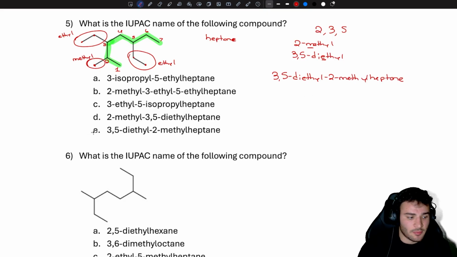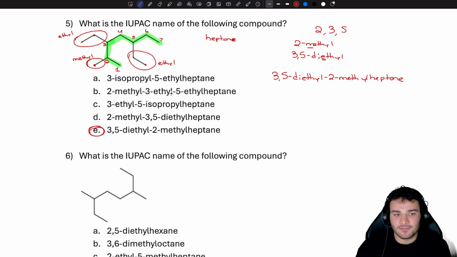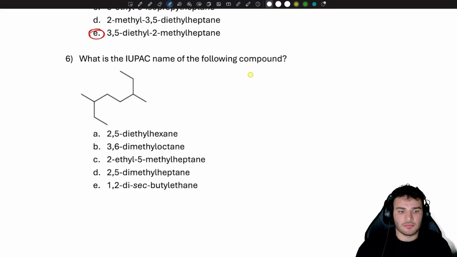Alrighty, and that matches up with answer choice E. See, all these answer choices would lead you to a different answer based on the mistakes you would make. I curate these answer choices very carefully. Remember to organize your substituent names in alphabetical order, not including prefixes. Okay, for the next problem, let's do the same thing.